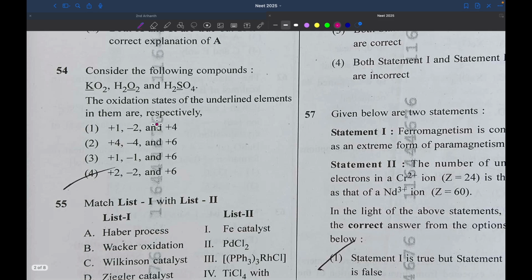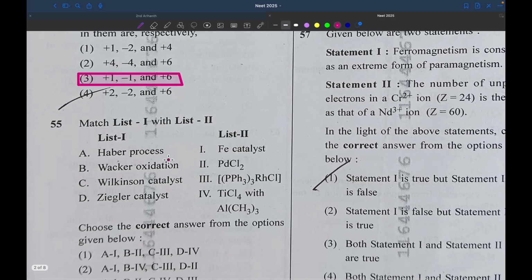Next one, oxidation numbers of the underlined elements. In potassium, the oxidation number is always +1. In peroxide, it is -1. Here it is +6. So +1, -1, +6. Option 3 is the right answer for the question. Right? Potassium +1, oxygen in peroxide -1, sulfur +6.